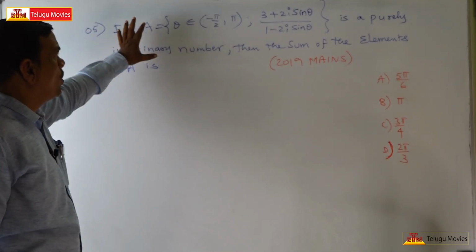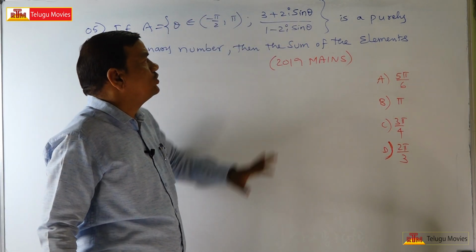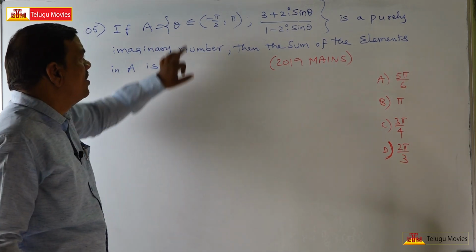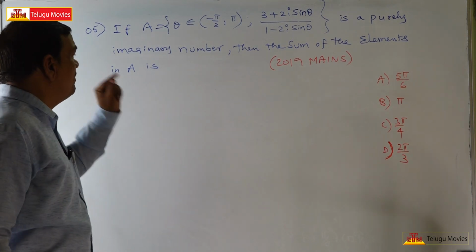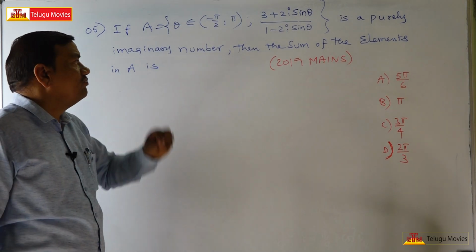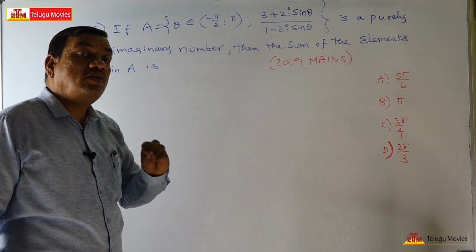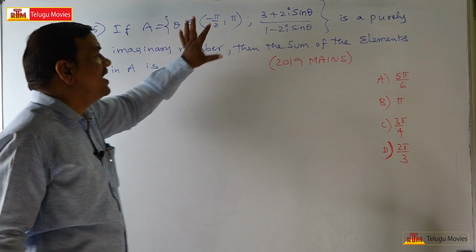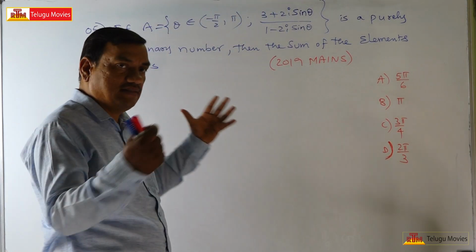If A is equal to the set containing the complex numbers (3 plus 2i sin theta) upon (1 minus 2i sin theta), where theta belongs to the open interval minus pi by 2 to pi, is a purely imaginary number. That means all the complex numbers that belong to the set A are purely imaginary, so all their real parts are equal to 0. Then the sum of the elements in A is how much?